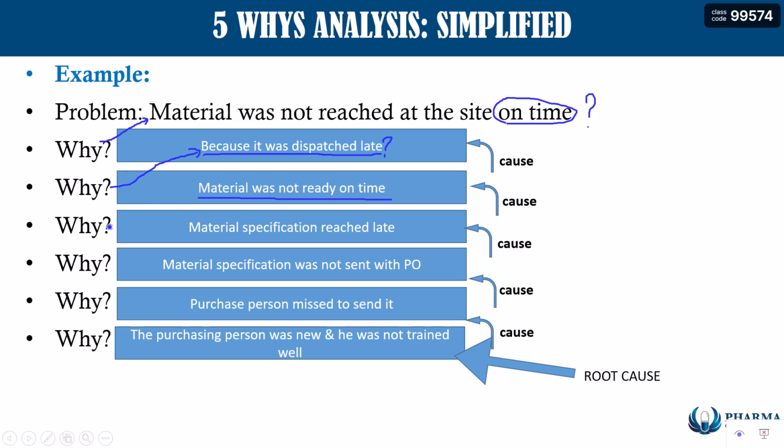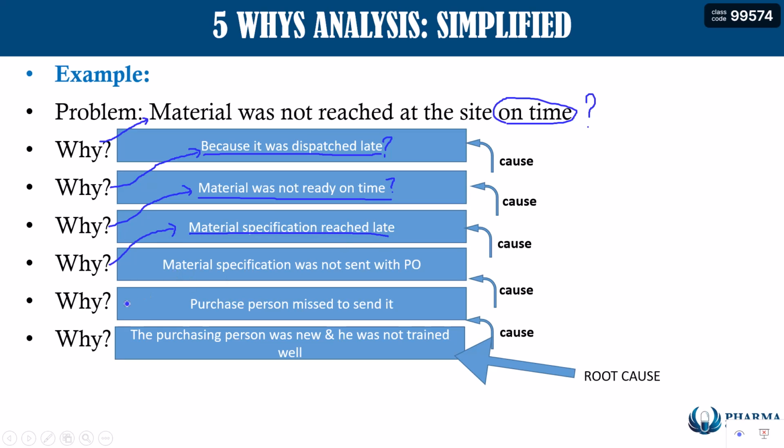Now the next why could be connecting the same answer. Why was the material not ready on time? And then making a question mark. The answer for this question is: material was not ready on time because material specification reached late.